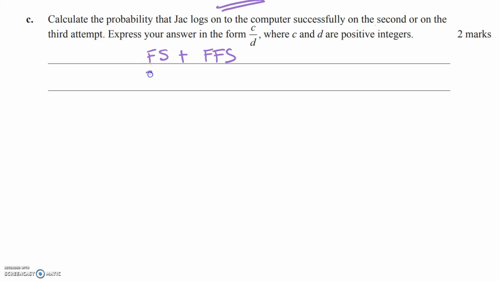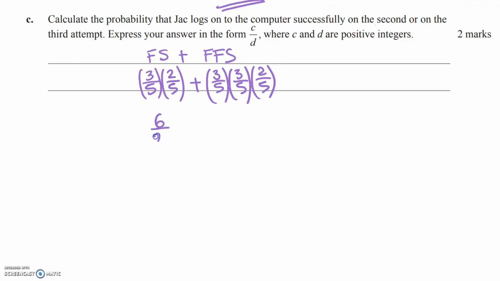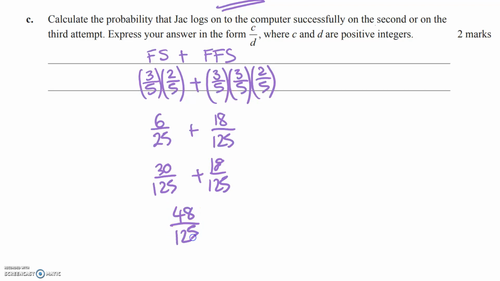So we've got 3 over 5 chance that he fails. We've got 2 over 5 chance that he succeeds. And we're adding this to 3 over 5 multiplied by 3 over 5 multiplied by 2 over 5. So over on the left side, we've got 6 over 25, plus we've got 3 times 3, which is 9, so we've got 18 over 125. We can easily make these into comparable fractions. Just going to times this one by 5, so I'll get 30 over 125, plus my 18 over 125. So I've got 48 over 125 as my probability.